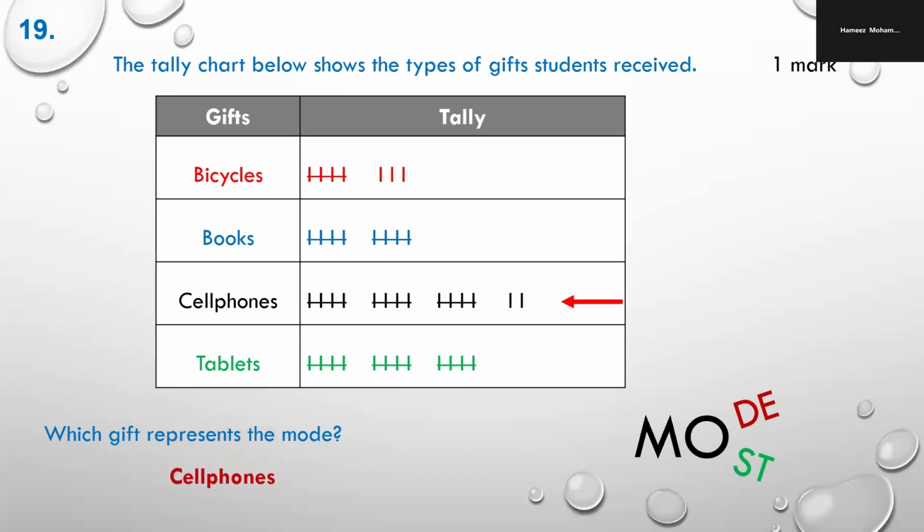How many bicycles do we have? 5, 6, 7, 8. How many books do we have? 5 and 5, 10. How many cell phones? 5 and 5 and 5, 15, 16, 17. And how many tablets? 5 and 5, 10 and 5, 15. And 17 is the most. So cell phones is the most popular gift.